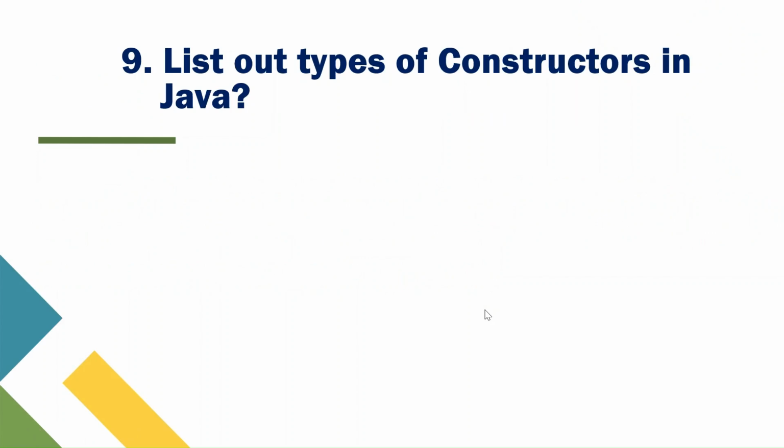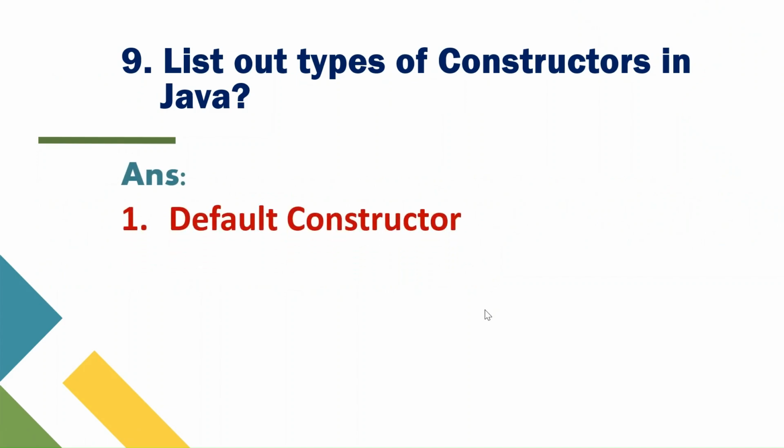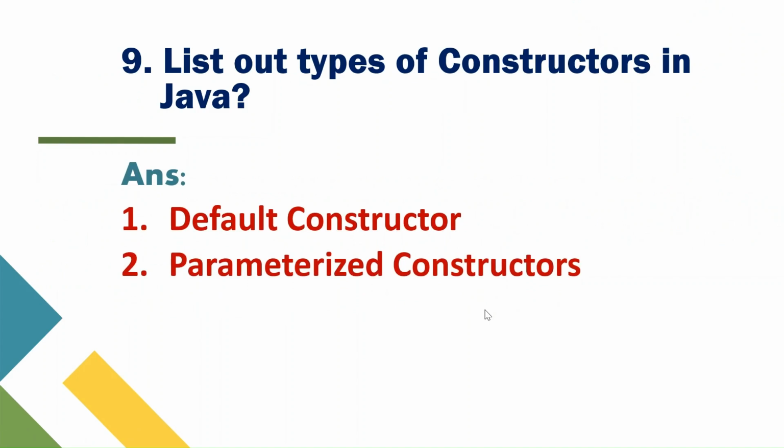Now list out the types of constructors in Java. So we have a default constructor and we have a parameterized constructor.